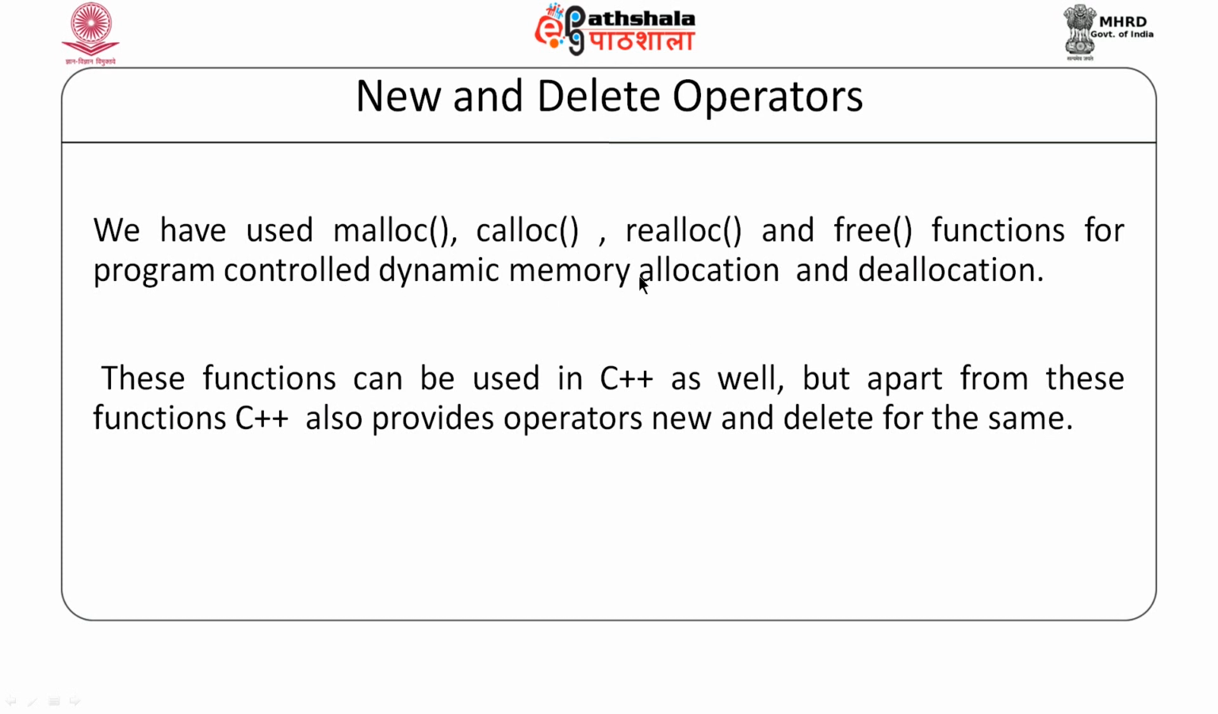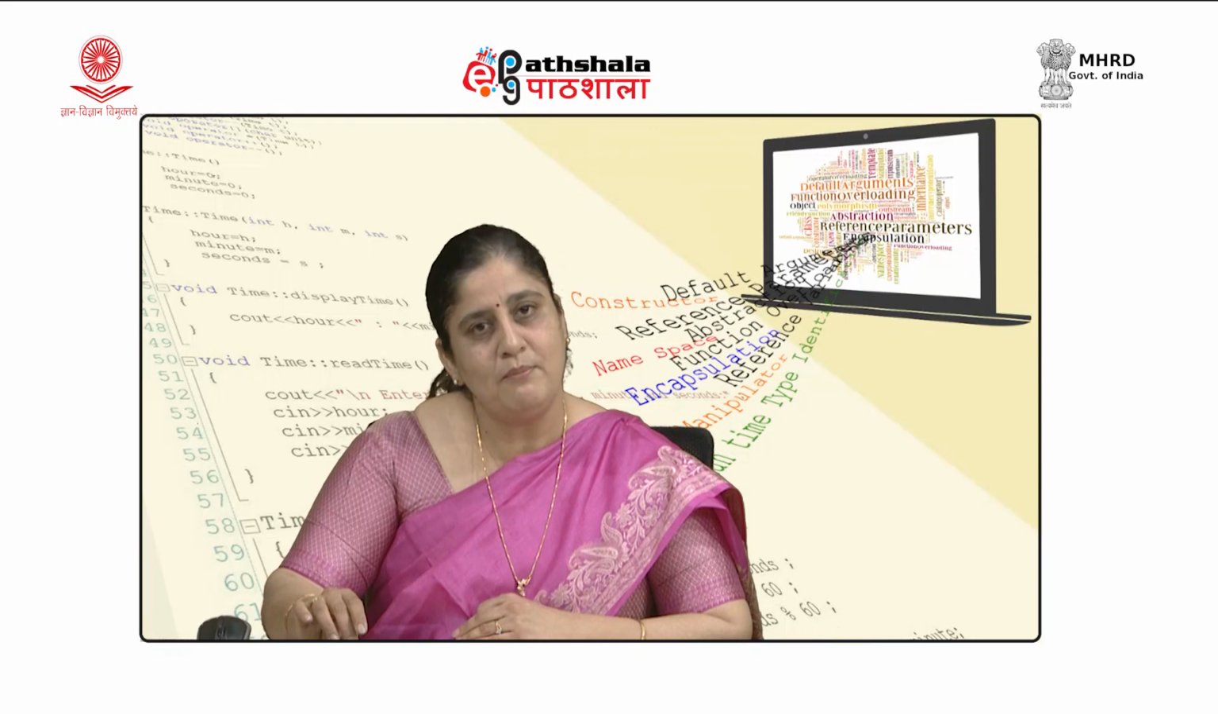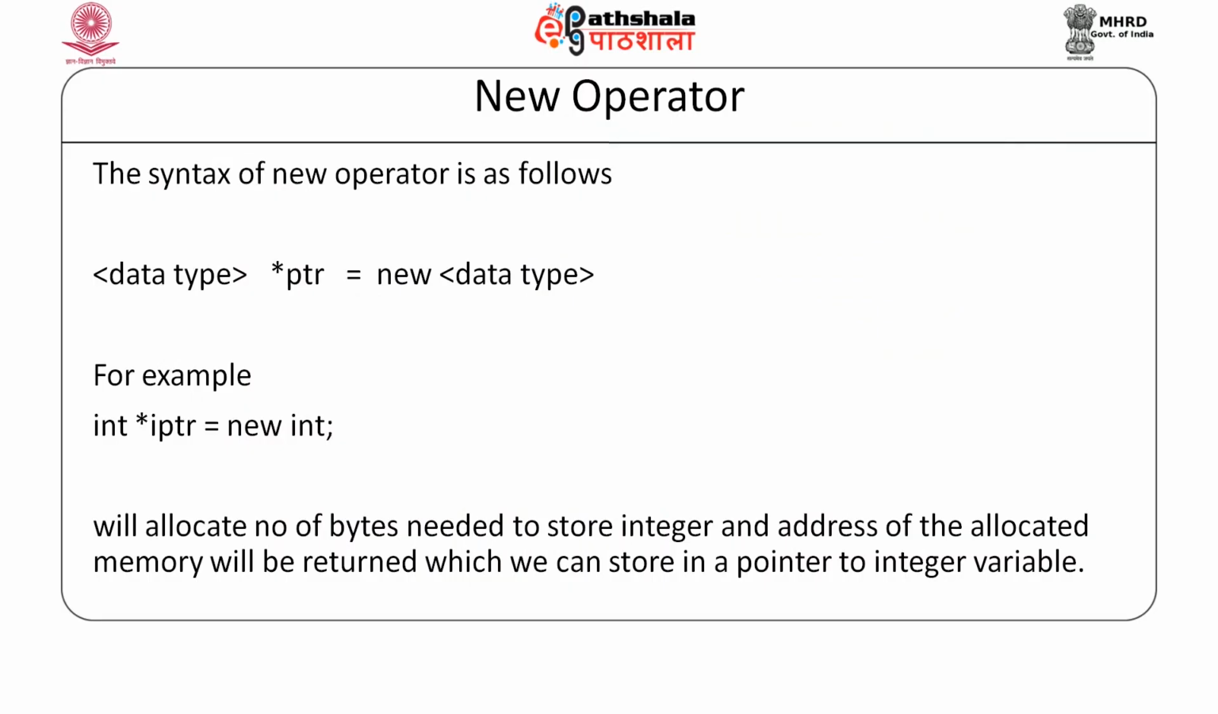We can use malloc, calloc, realloc also in C++, because C++ is actually the superset of C, and whatever is valid in C is also valid in C++, but it is easier to use new and delete operator for the same purpose. Let us have a look at how we use a new operator for having program control dynamic memory allocation. The syntax of the new operator is data type star ptr is equal to new and data type. This will be more clear when we see it with the help of an example.